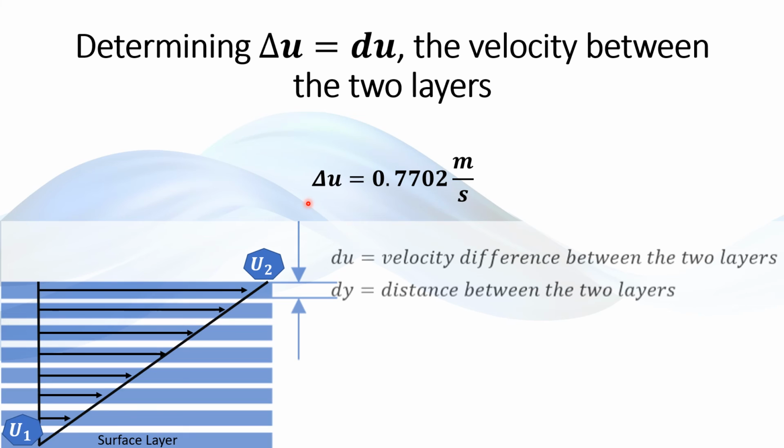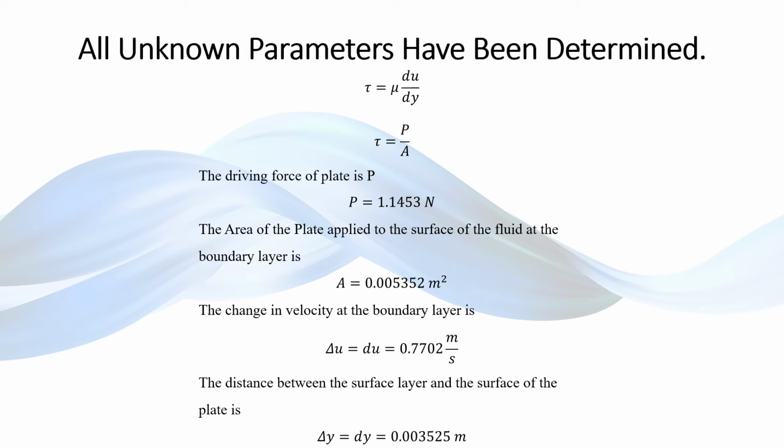Applying the same logic we did for the height of the water, where the velocity gradient is assumed to be constant and du is approximately delta u, which is just u, we get this value right here. All the unknown parameters have now been determined, and we can apply them to the relationship defined by Newton's law of viscosity and validate it.